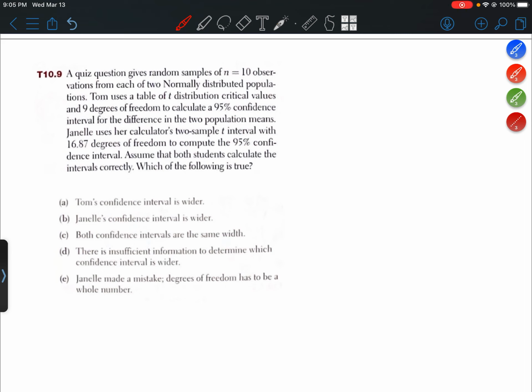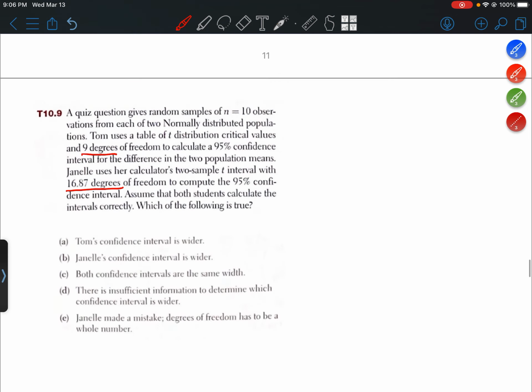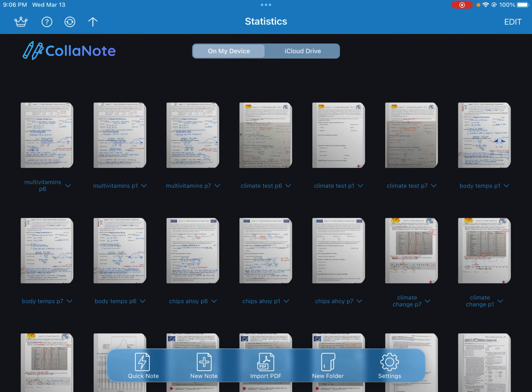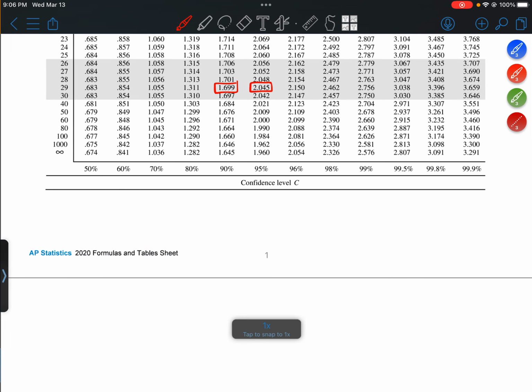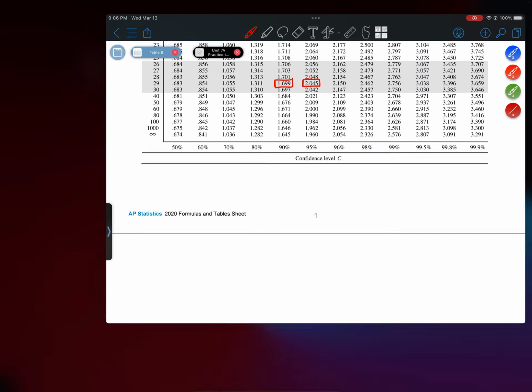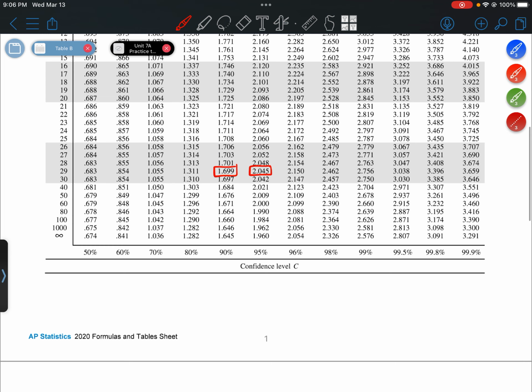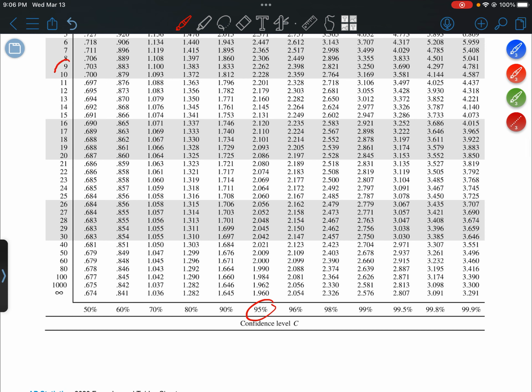All right, so the main difference is Tom is using 9 degrees of freedom, Janelle is using 16.87 degrees of freedom. Let's take a quick look at table B and see how those critical values would differ. I wonder if it said what the confidence level, 95%. Okay, so for 95%, Tom was using 9 degrees of freedom and Janelle was using 16 point something, so we'll just say 16.